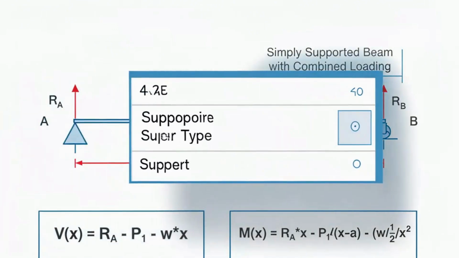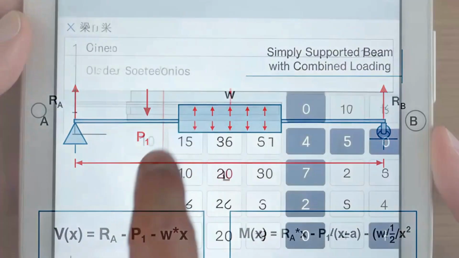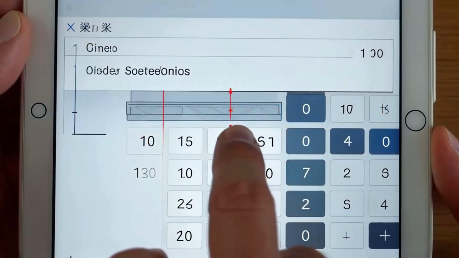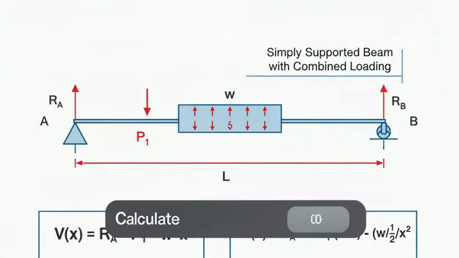Next, we need to enter the beam length. This is where you specify the total length of your beam in your preferred units. Now for a worked example, I'll enter a beam length of 10 meters and keep the simply supported configuration. After clicking Calculate Diagrams, the Results section displays two critical outputs.